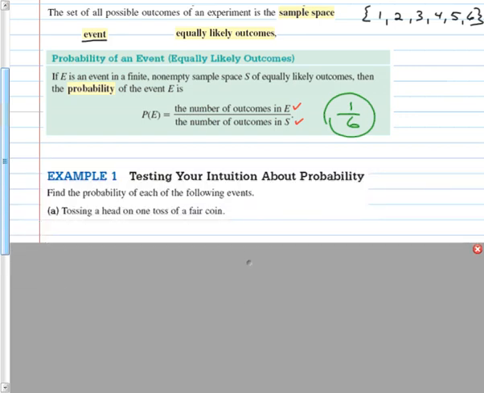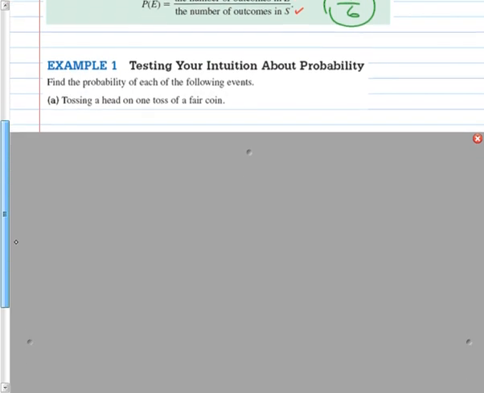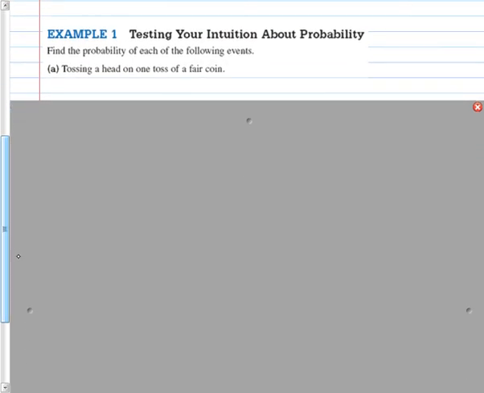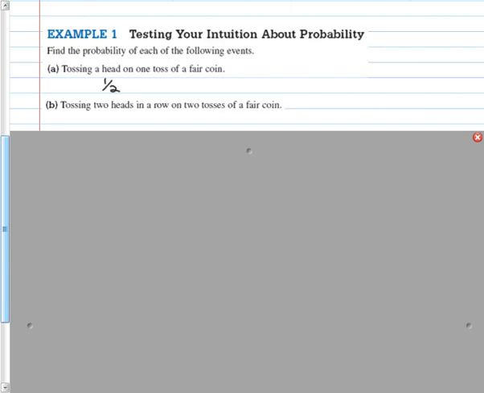So, testing your intuition about probabilities. Find the probability of each of the following events: tossing a head on one toss of a fair coin. What's the probability? 1/2. 50%. We usually write probabilities as fractions when we start off, or decimals. They can be written as percents.